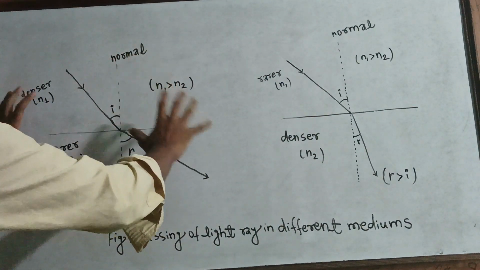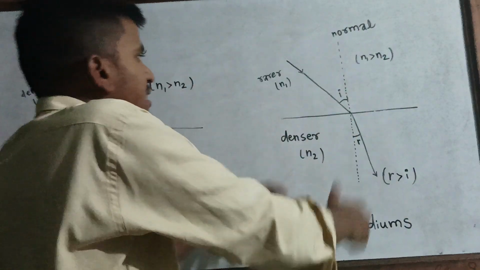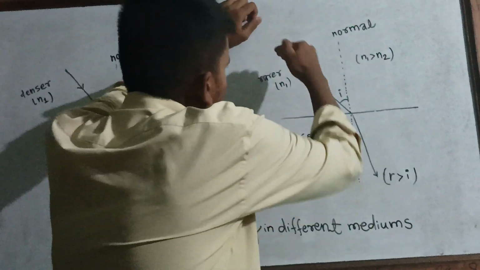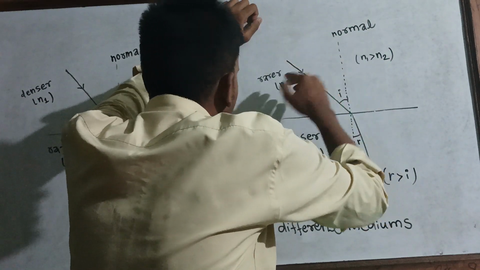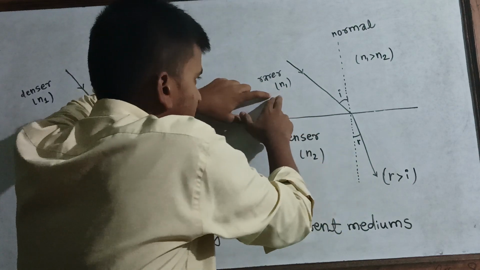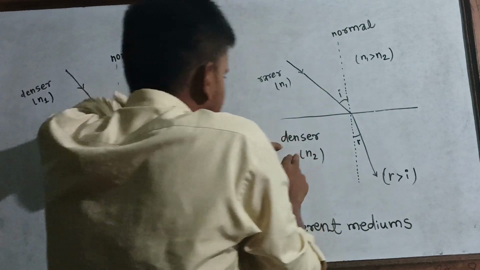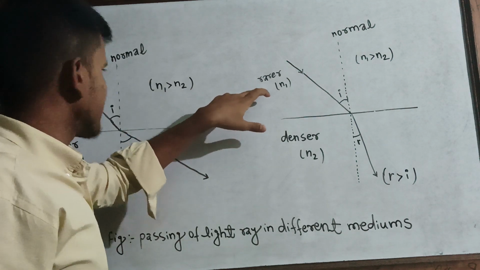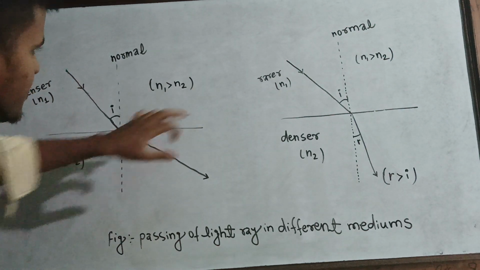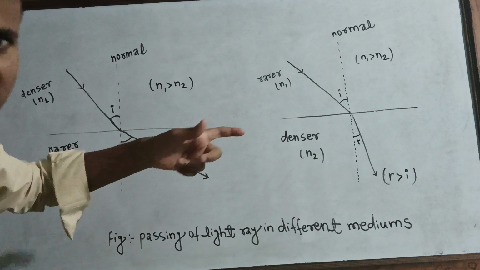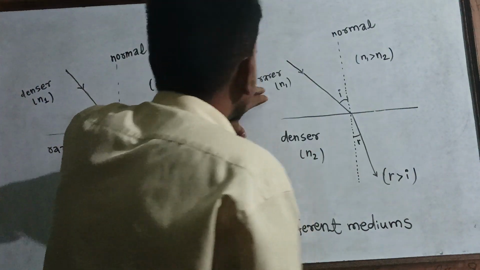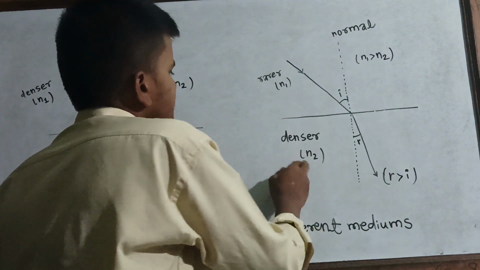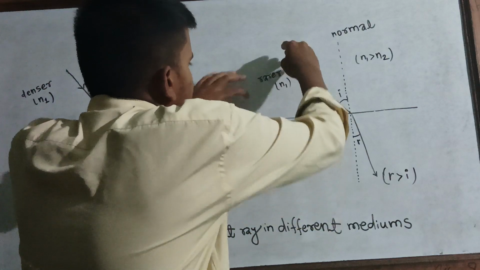Now see here, this part is over. Now let's see what is happening in this part. One light ray is coming, and now this is the rare medium N1 and this is the denser medium. So it is just reversed, right? It is rare and denser. We have just reversed it. So this is rare N1 and this is denser N2. Now see what happens.